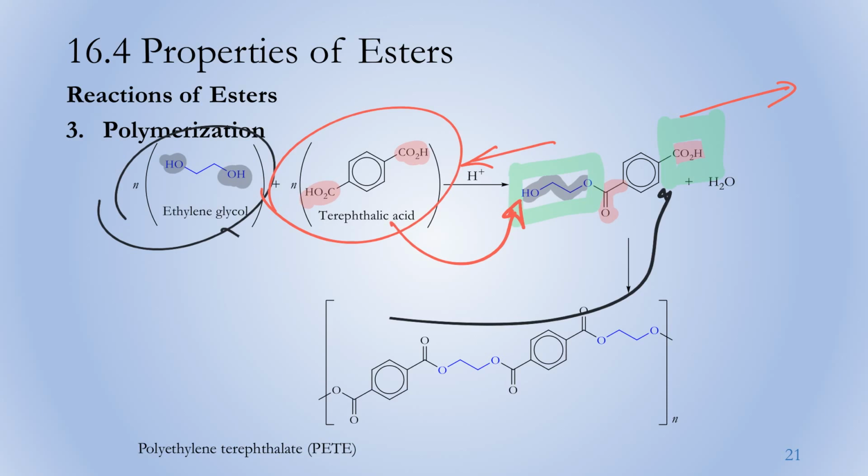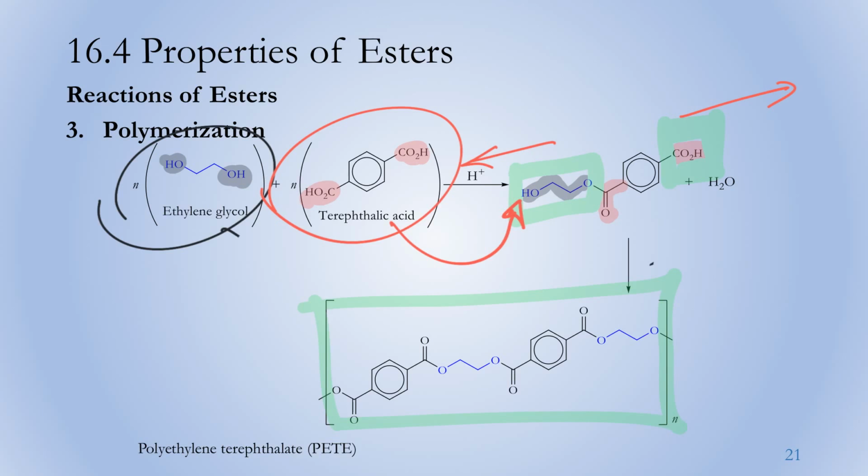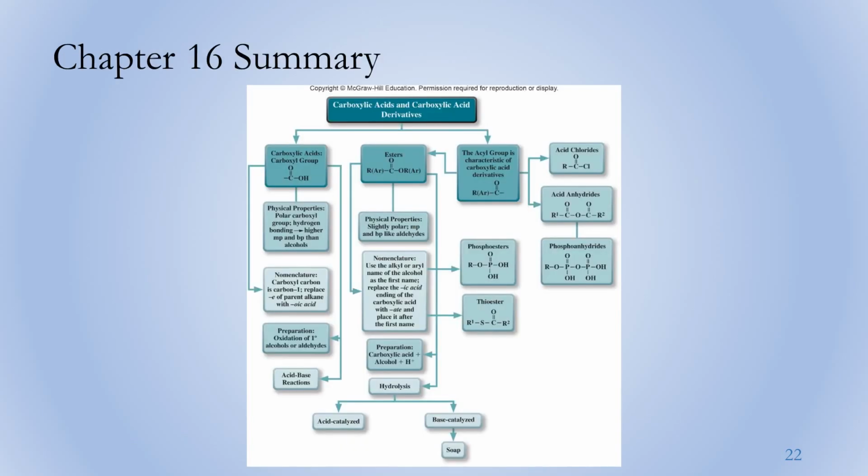And so as you can see right here at the bottom, you have this polymer of ethylene glycol and terephthalic acid, which we call polyethylene terephthalate, or PET. You might have heard of PETE type of plastic. And that concludes the lesson for carboxylic acids and esters.